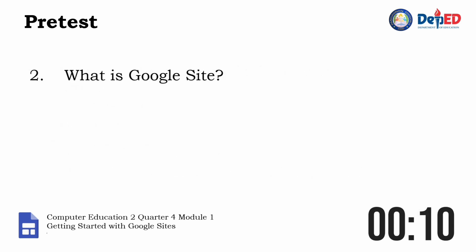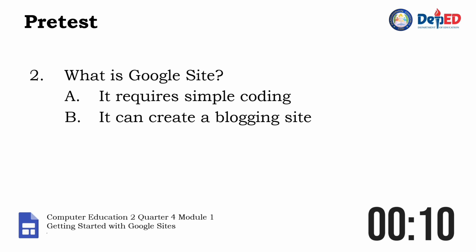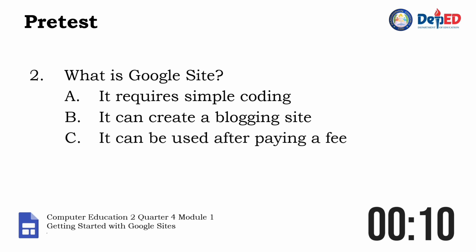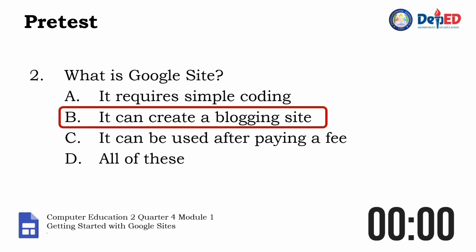2. What is Google Sites? A. It requires simple coding. B. It can create a blogging site. C. It can be used after paying a fee. D. All of these. If your answer is B, then you are correct.